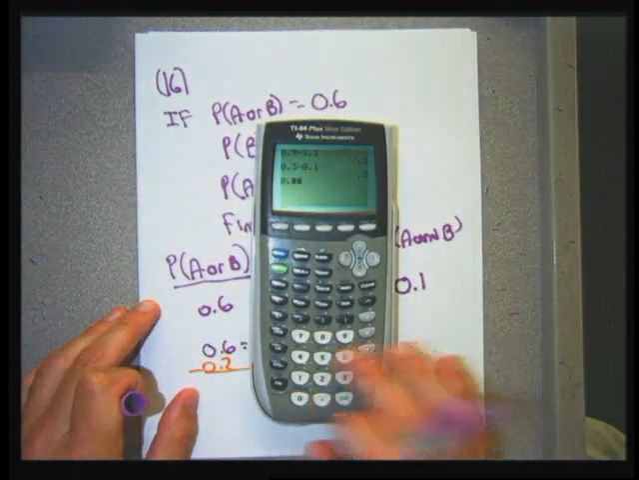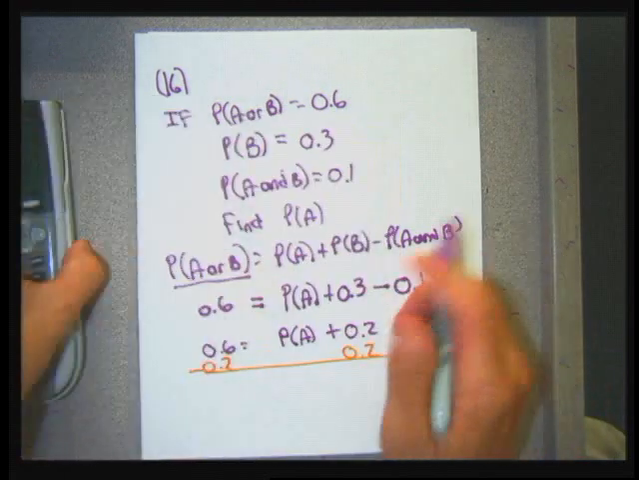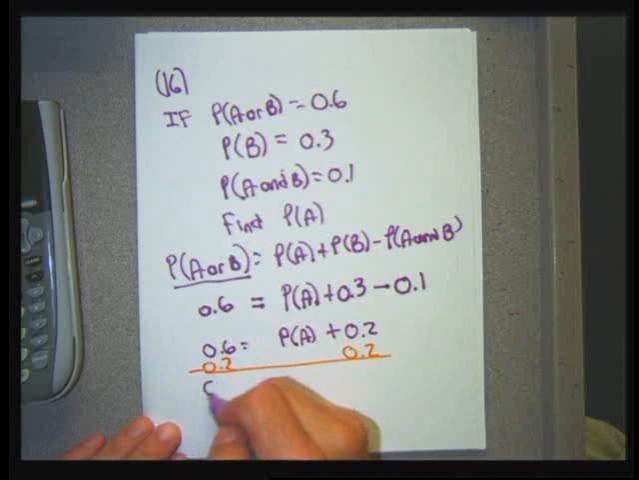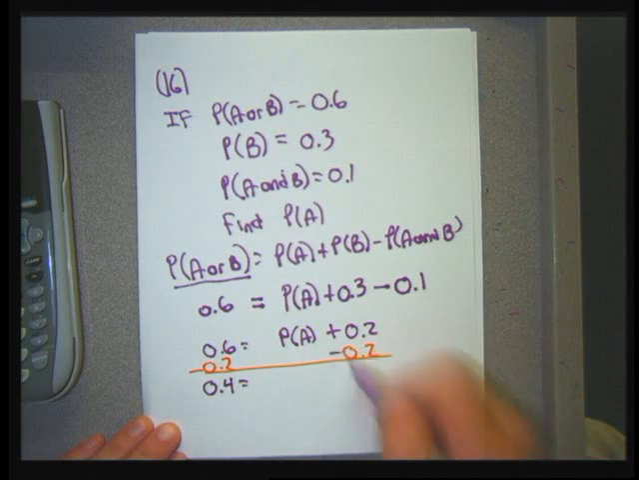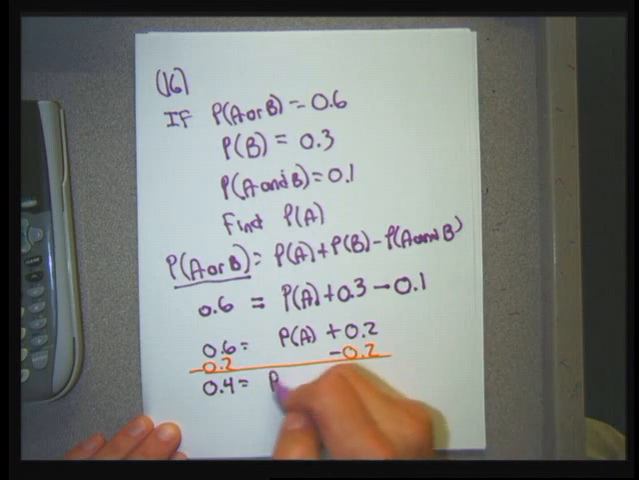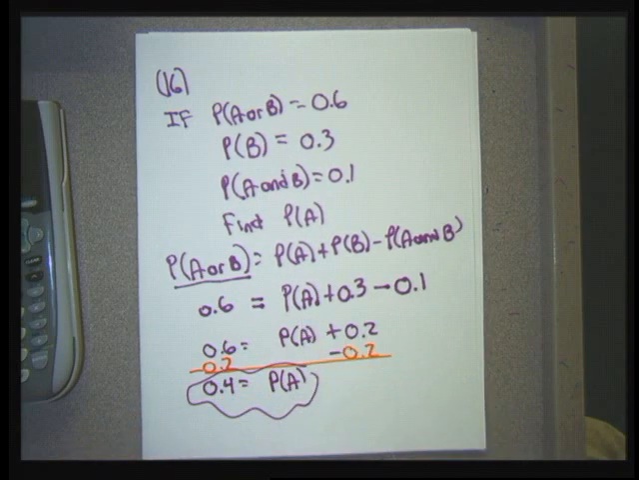So I go 0.6 minus 0.2, and I get 0.4. I don't need the 0 to the left of the decimal place, but it's okay to have it. On the right side, I subtracted this 0.2. The 0.2's cancel, and I get the probability of A. That's the answer the author's going to want for problem 16.